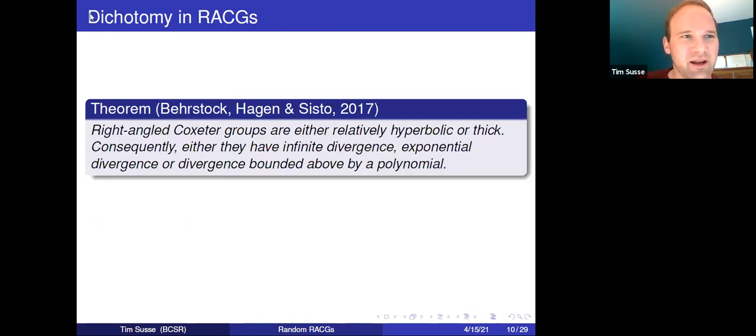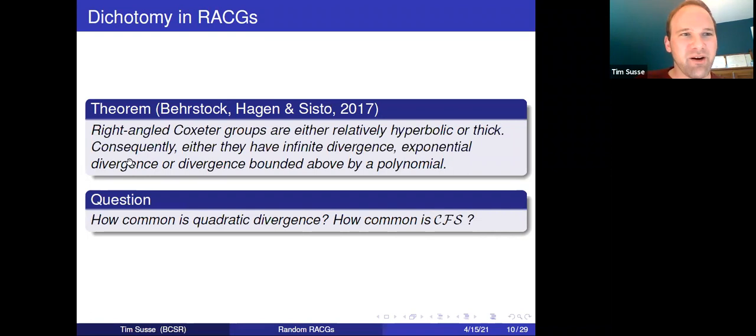And just a note that will come into play a little bit at the end of the talk. There's, in fact, a strong dichotomy in right-angle Coxeter groups. This was proved by Behrstock, Hagen, and Sisto. A right-angle Coxeter group is either relatively hyperbolic or thick. And so consequently, a right-angle Coxeter group has either infinite divergence if it has more than one end, exponential divergence if it's relatively hyperbolic, or divergence that's bounded above by a polynomial in the case that it's thick. And you can get a slightly stronger result. Very recently, Levcovitz proved that in fact, you can replace bounded above by a polynomial by precisely polynomial divergence.